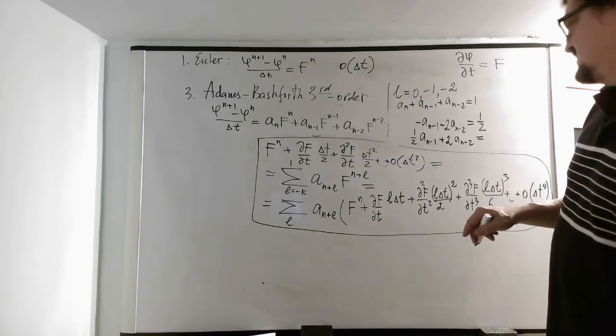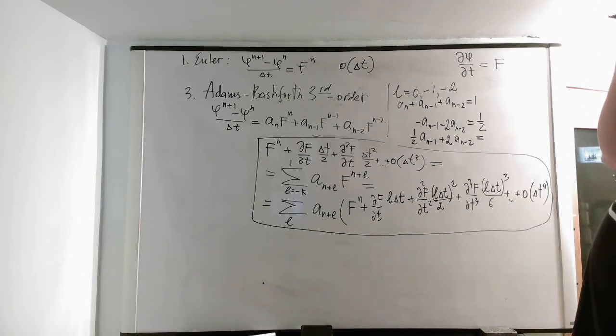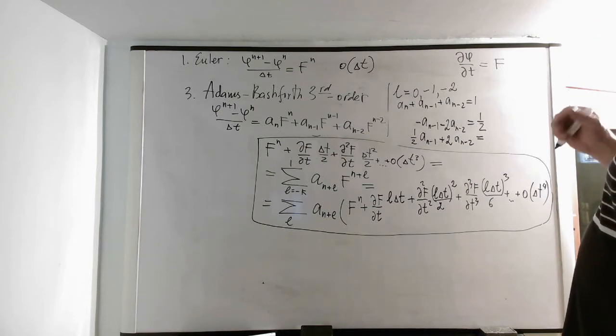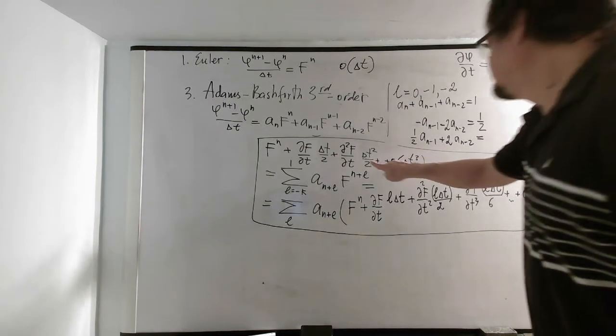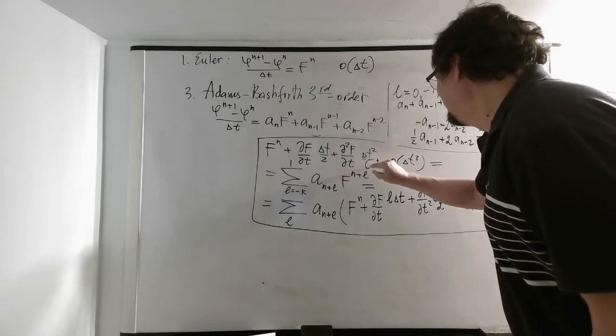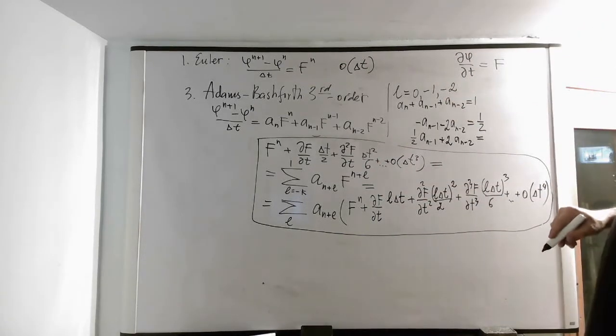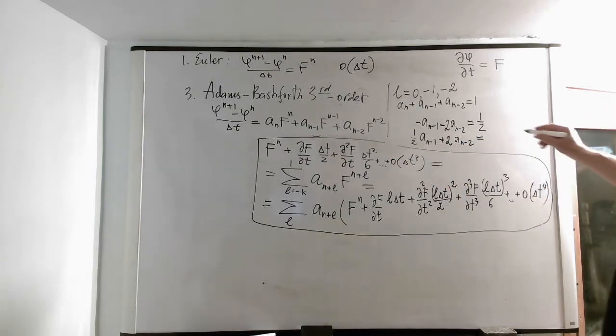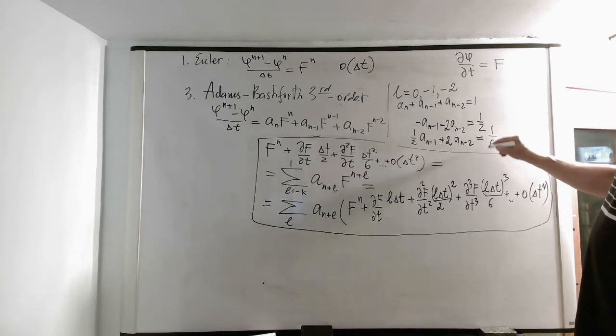Did I do it? Cube, this is 6, yes. Sorry about that. Yeah, it should be 6 here. Fortunately, we didn't use it yet, so we're fine. 1, 6.